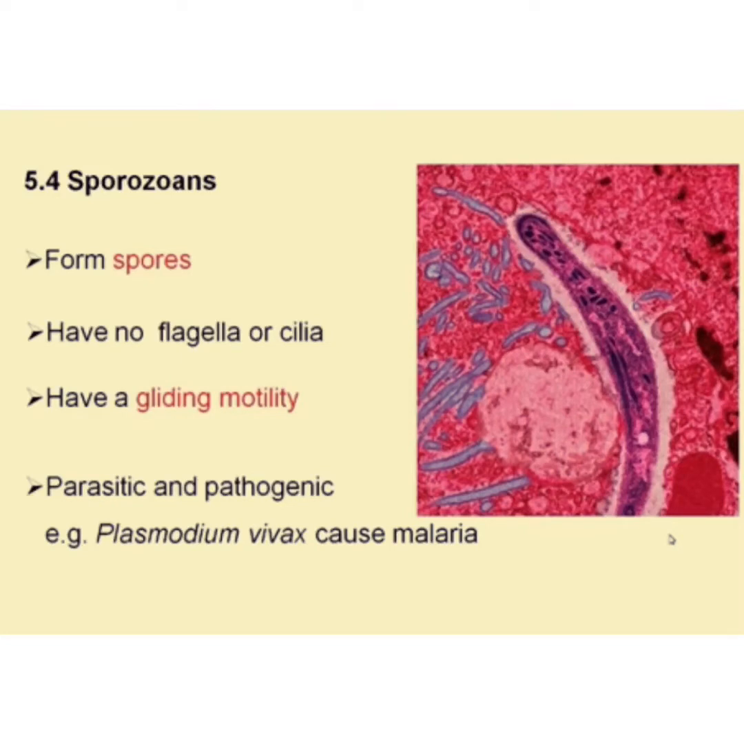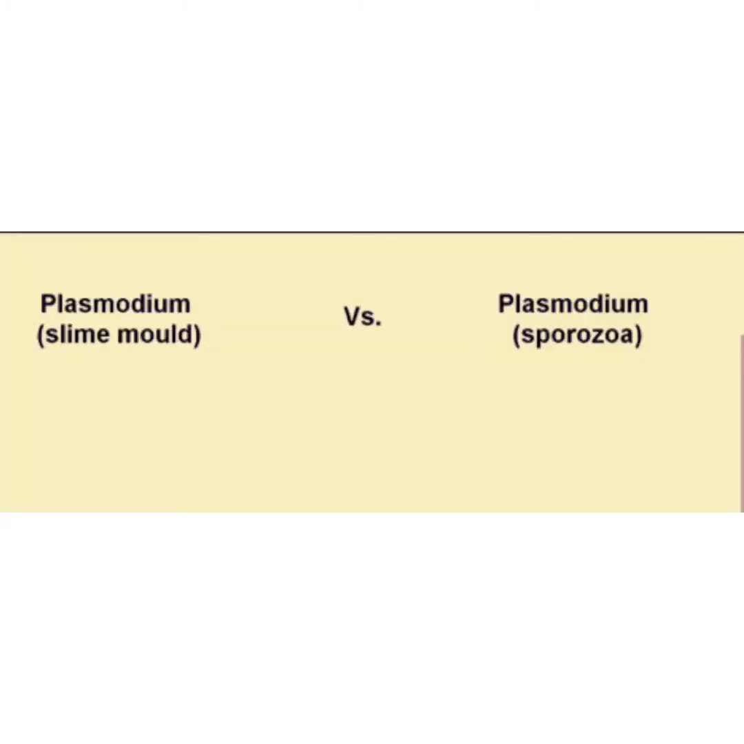The last category of the protozoans are the sporozoans. They form spores and they don't have flagella or cilia over their body. They show some type of gliding motility or gliding movement for the locomotion. They are mostly parasitic or pathogenic. An example is Plasmodium vivax, which causes malaria in humans. So here we finish with the kingdom Protista.